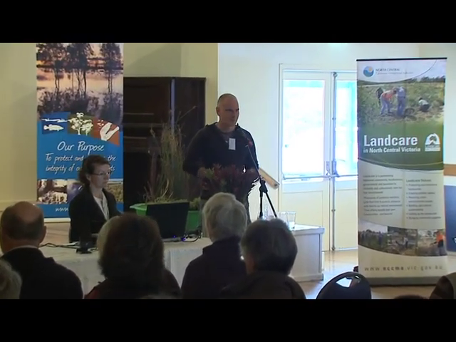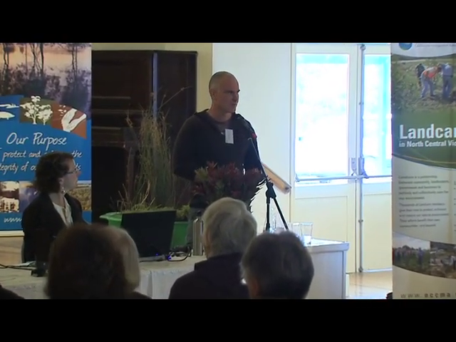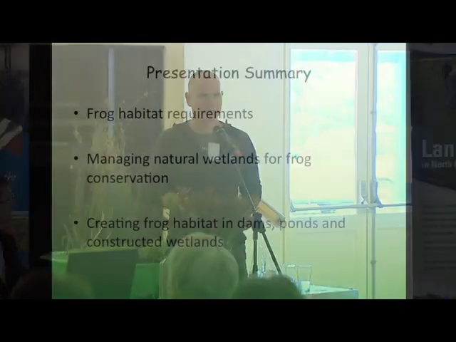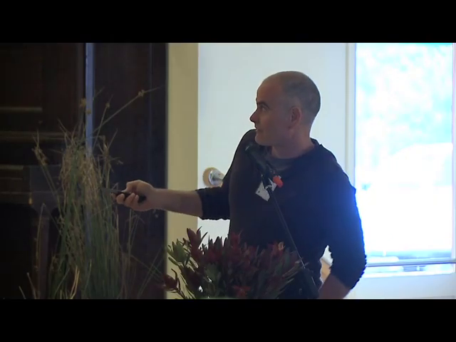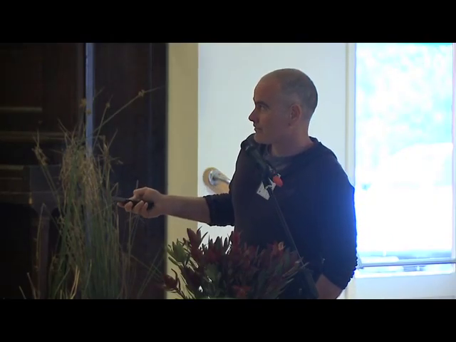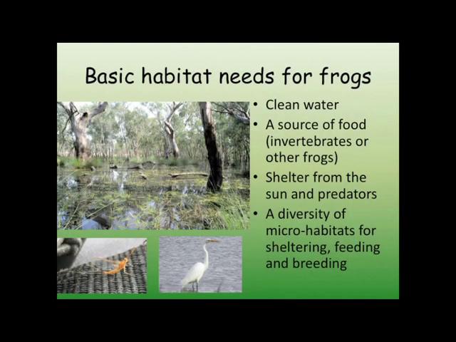So yeah, the talk's broken down to sort of three components. The first bit's what do frogs need, what are the basic frog habitat requirements, how do you manage a natural wetland for frogs, frog conservation, and also the third bit, how would you go about creating some frog habitat. So basic needs for frogs are a clean source of water, and Elaine spoke about how most frogs need free water because they lay eggs and then have a free-living tadpole stage, a larval stage.